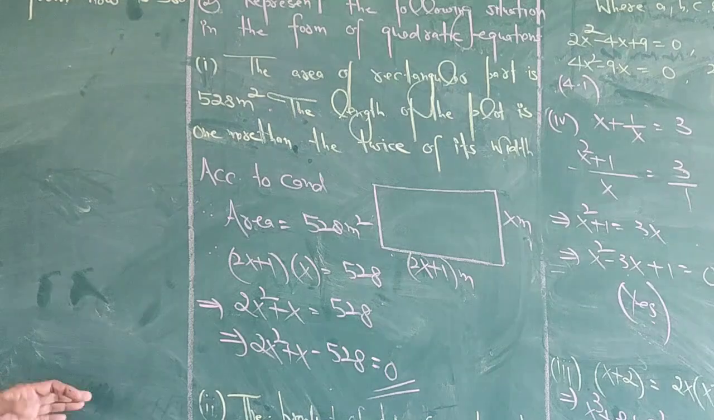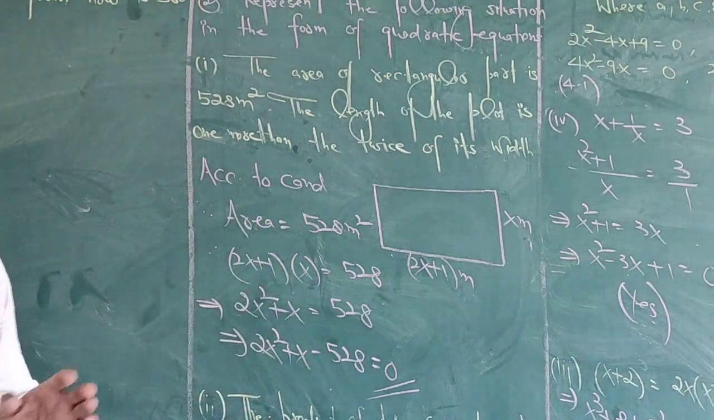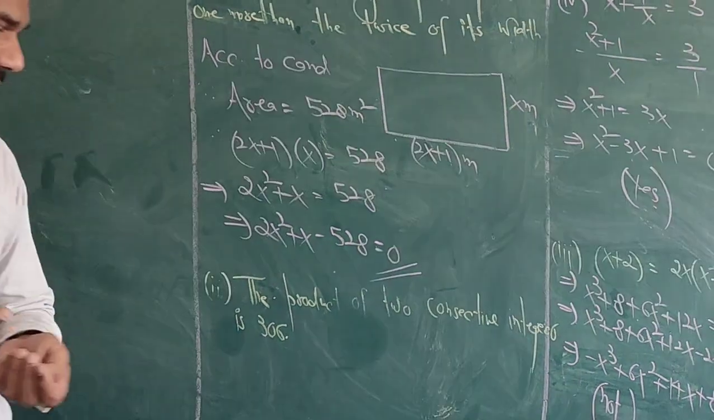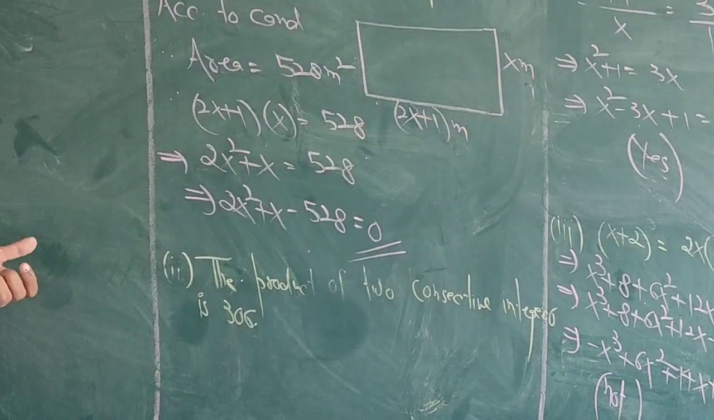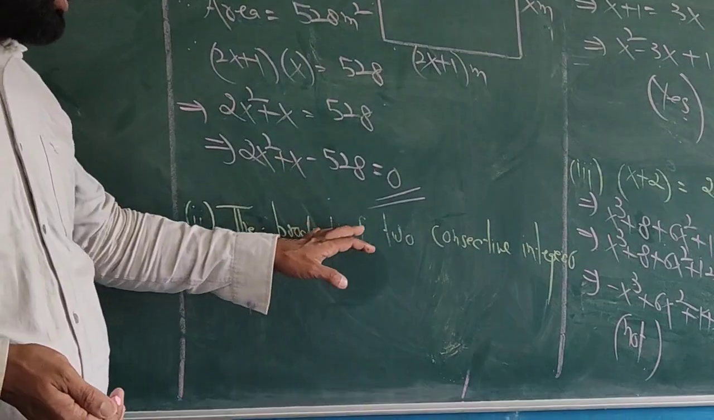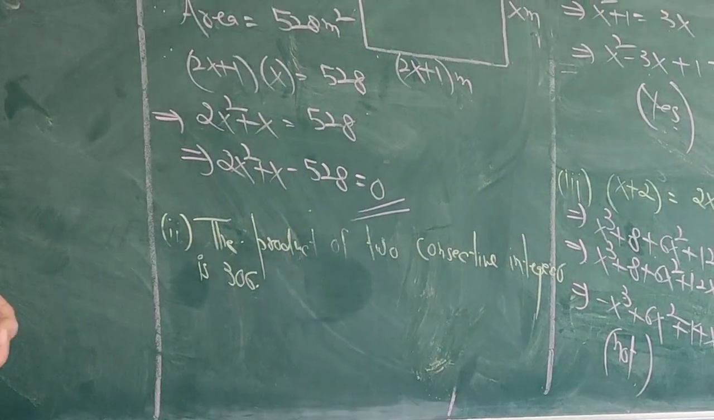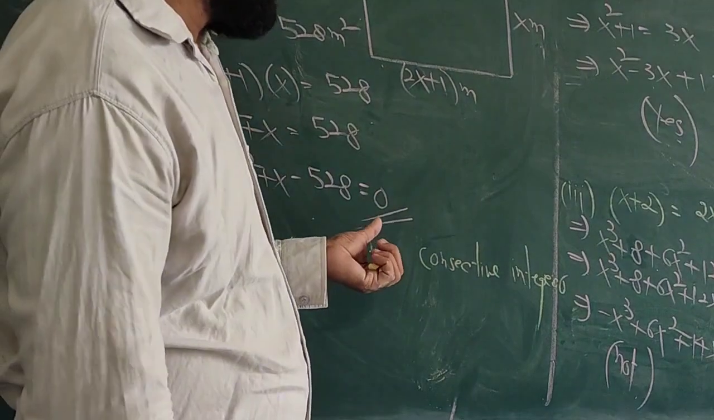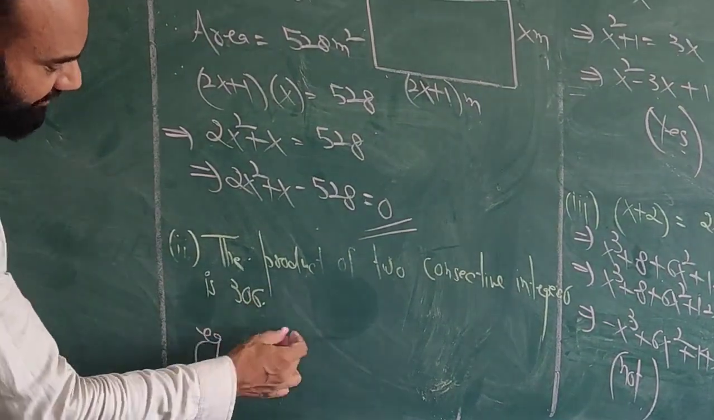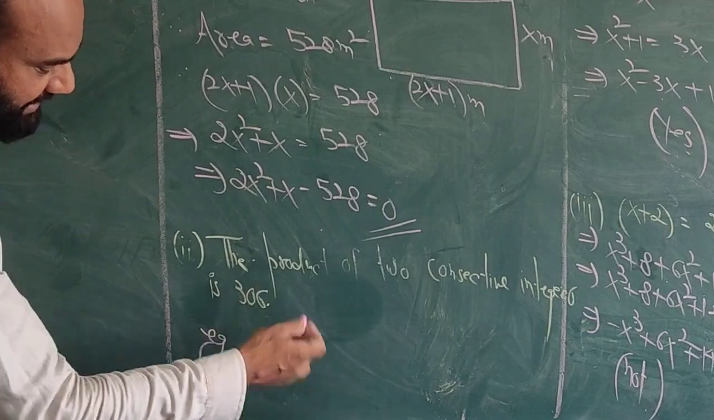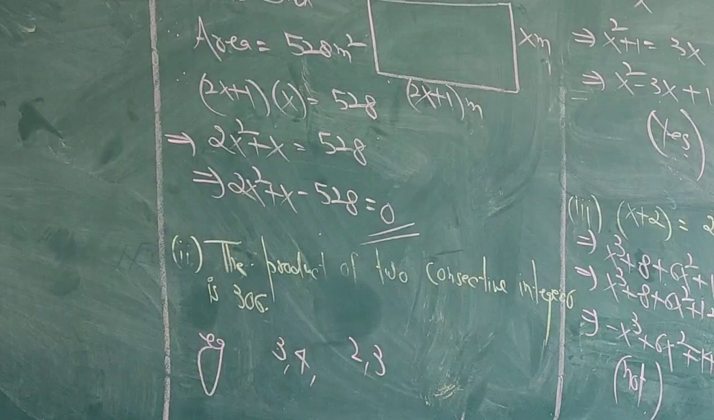Now the second part of this question is: the product of two consecutive integers is 306. Represent this in quadratic form. Here the question is about the product of two consecutive integers. Consecutive means one after another. For example, when one integer is given as 3, then the second integer is either 4 or 2.